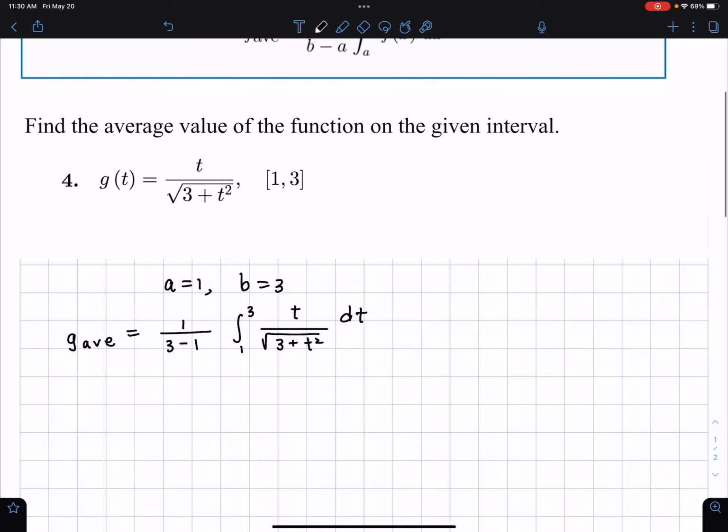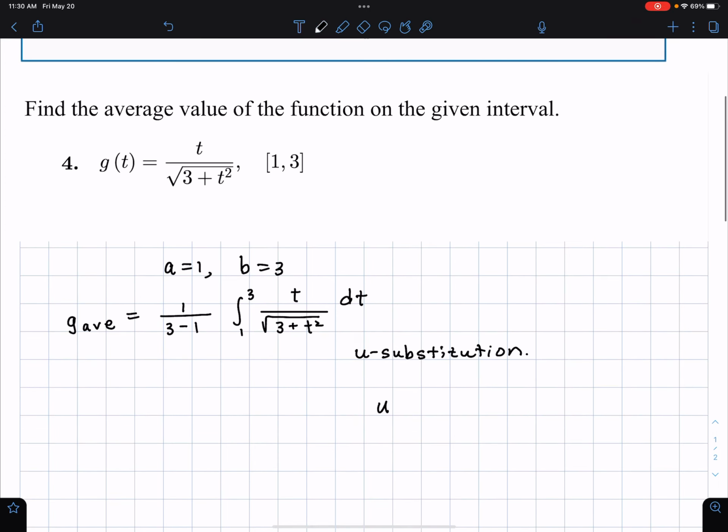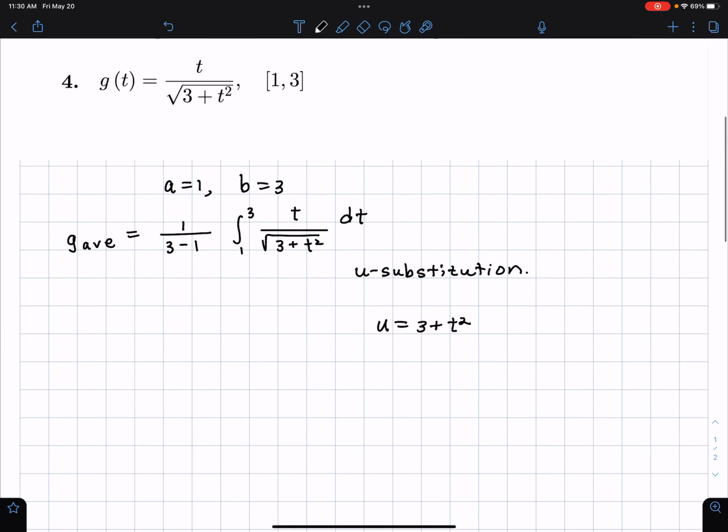Okay, we're going to use u-substitution to solve this. We see a square root with 3 plus t squared inside it, so I'm going to let u equal 3 plus t squared. Then we take the derivative. The derivative of 3 plus t squared is 2t, and then we have dt.